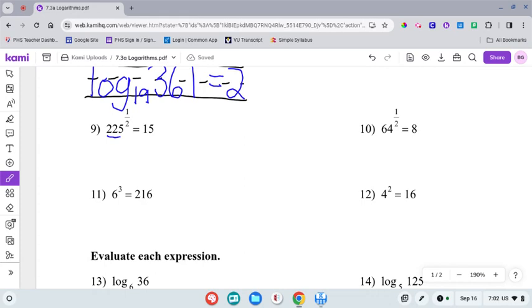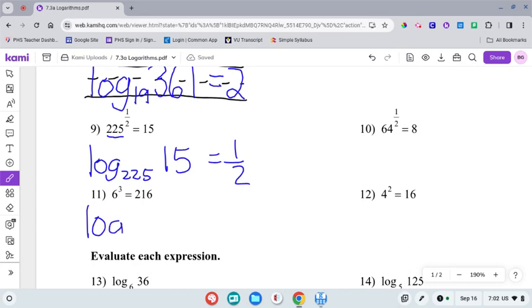So again, number 9, what's the base? That's 225, so we're going to have a log base 225. Try really hard to make that a subscript. A logarithm equals the exponent. And the only other place has got to be right here. Log base 225 of 15 equals 1/2. Next one. Base is 6, so that's your subscript. A logarithm equals the exponent. Log base 6 of 216 equals 3.